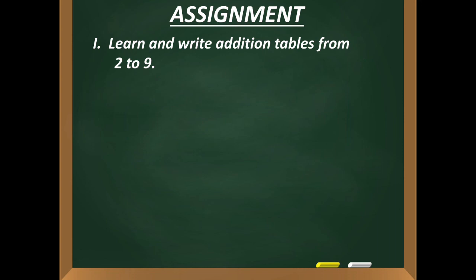Now turn the book and see what assignment I have given you. Learn and write addition tables from 2 to 9. So from 2 addition table to 9, that is 2, 3, 4, 5, 6, 7, 8 and 9. All the 8 addition tables I want, and I am going to check after the school reopens.